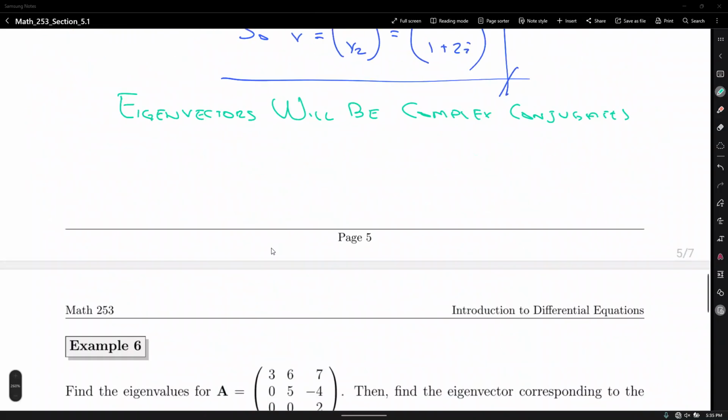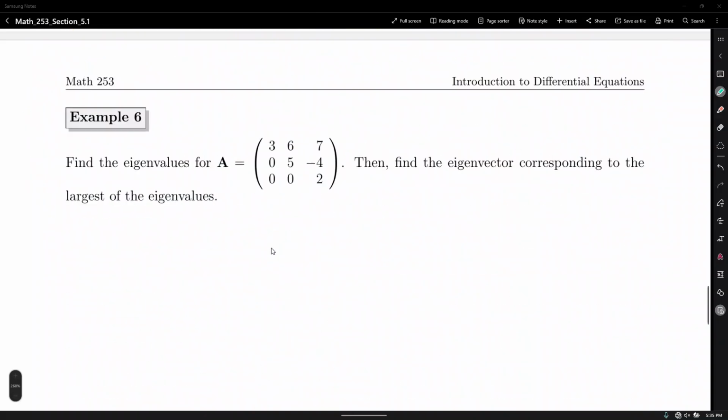Well, now let's increase the dimension and find the eigenvalues for A equals this big matrix. Then find the eigenvector, only the one corresponding to the largest of the eigenvalues, because guys, the more we increase the dimension, the more tedious the problem becomes. In a situation like that, let's say you're working with a 5 by 5 or a 7 by 7 matrix, just use MATLAB or Python or Maple, any computer system to help you get the results we're looking for.